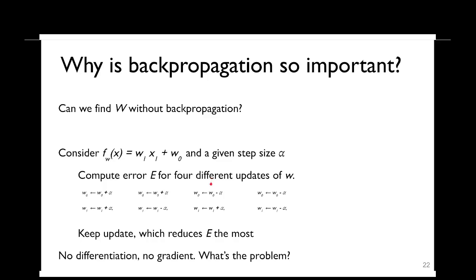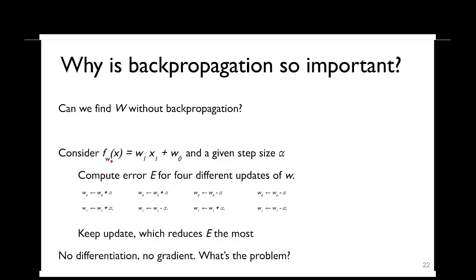So how do we find now the W? And we said we do that through backpropagation. And now in the next slides, I want to show and make the point again why backpropagation through gradient descent is so important and why we can't really do without it.